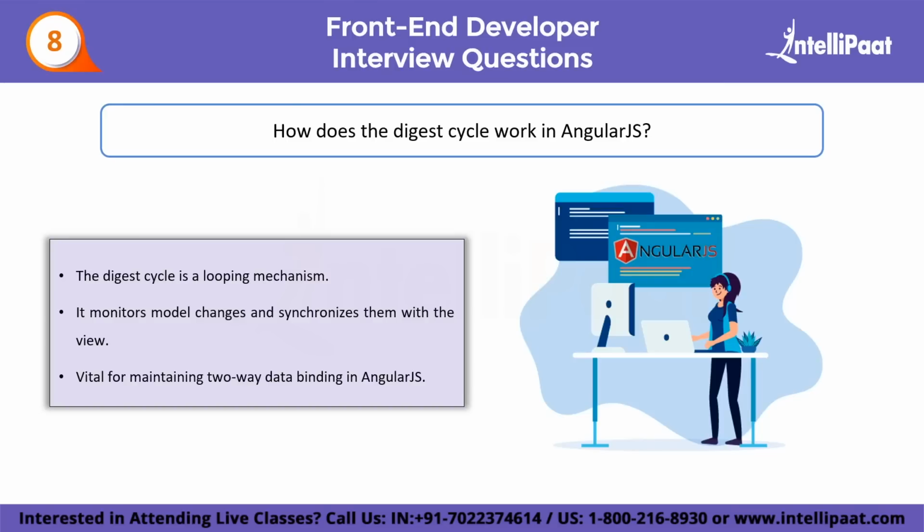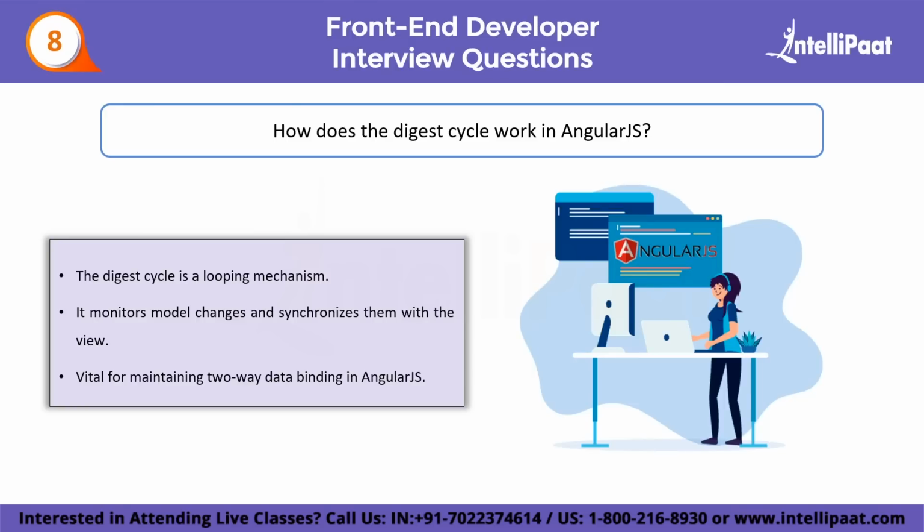The digest cycle is what allows AngularJS to keep the view and the model in sync. Its process goes something like this. When an AngularJS application starts, it goes through a process called the initial digest cycle. During this cycle, AngularJS compares the initial state of the scope variable, which is the model, with the initial state of the DOM element, which is the view. Any discrepancies between the model and the view are resolved, ensuring they match.